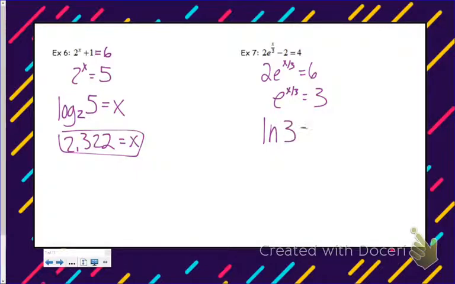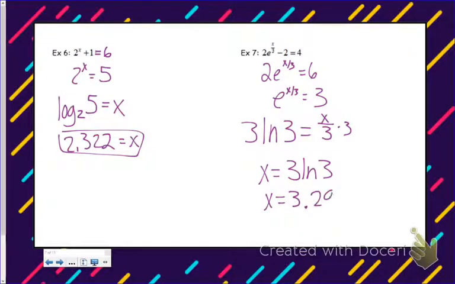It's going to be the natural log of 3 is equal to x over 3. Then at this point, to get x by itself, I would just multiply by 3. So x is equal to 3 times the natural log of 3. Again, if it's non-calculator, you would just leave it in that form. But if you do have a calculator, then you can go ahead and evaluate that and get the decimal, which is 3.296. Again, even if you are using a calculator, you still need to show what that value is in terms of that log.